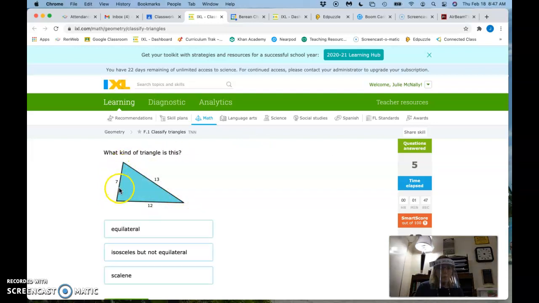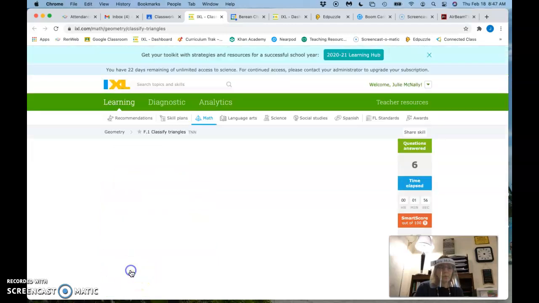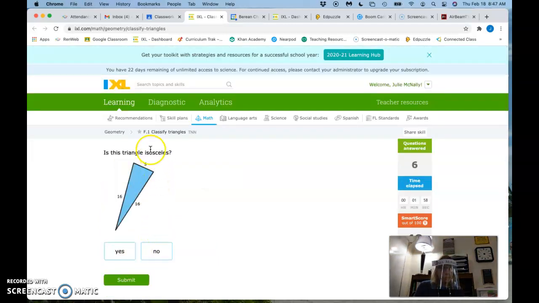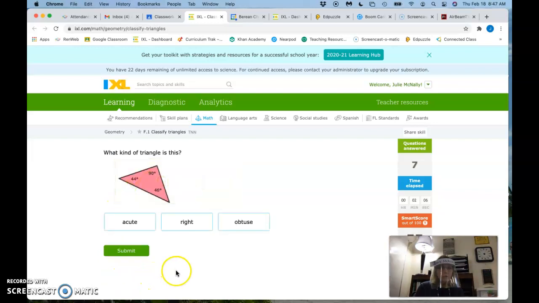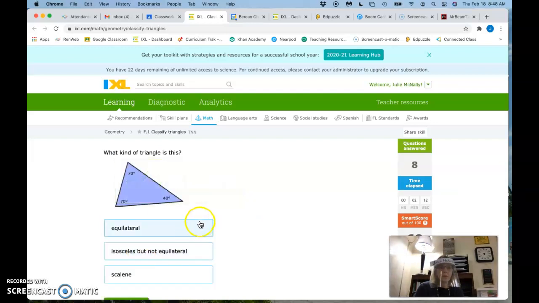What kind of triangle is this? Okay, I'm looking at the sides. They're all different. When they're all different, it's scalene. On this one, I see that two sides are the same. That's isosceles. So is it isosceles? Yes, it is. I see a 90-degree angle. So that one would be a right angle. Okay, and I think you get the idea.